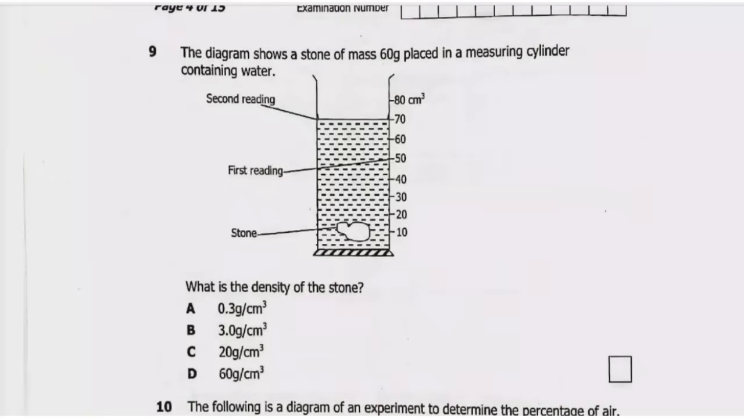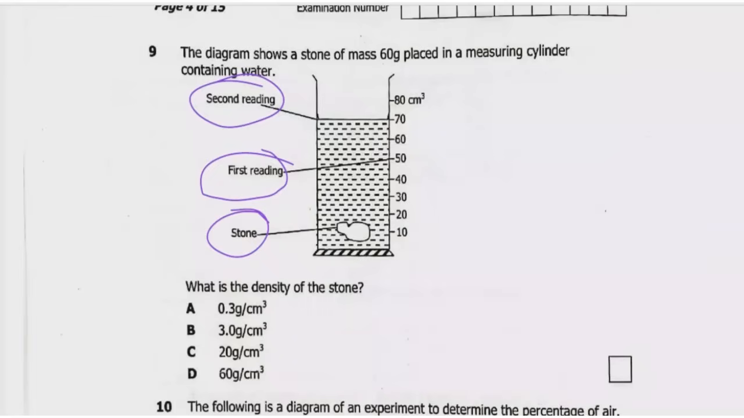Okay, we come to question 9, which is: the diagram shows a stone of mass 60 grams placed in a measuring cylinder containing water. Okay, so we can start the diagram and pay attention to these readings that are here. We have got initial reading, second reading, and we have also the stone there. So you can tell that the initial reading is 50 centimeter cubic and the final reading is 70 centimeter cubic. Okay, so the question is, what is the density of the stone?